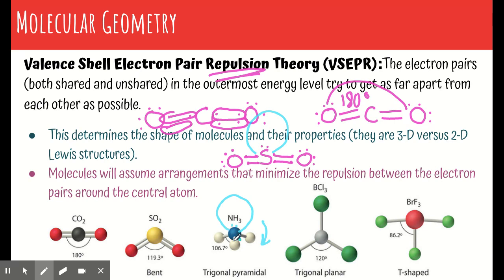Pyramidal means that it's kind of bent like a pyramid. Planar means that it's just flat. So this one would be flat. There's no lone pairs left over.